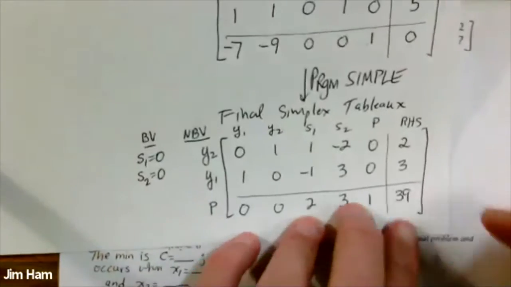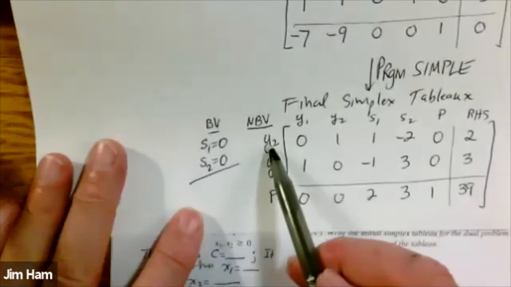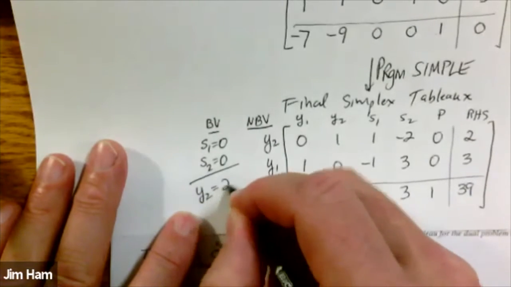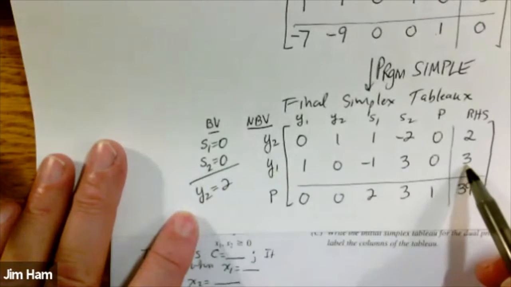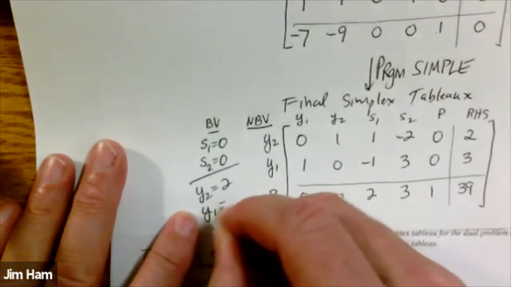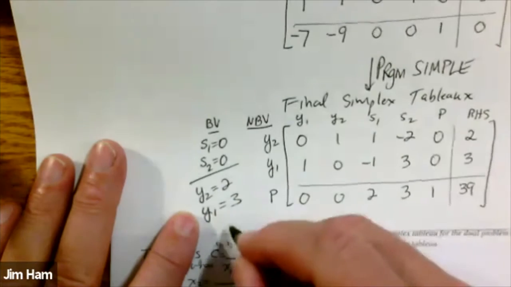Y2, its value is all the way over here, 2. Y1, its value is way over here underneath the right-hand side. It's equal to 3. And P is the non-basic variable. To get its value, go all the way to the right-hand side.